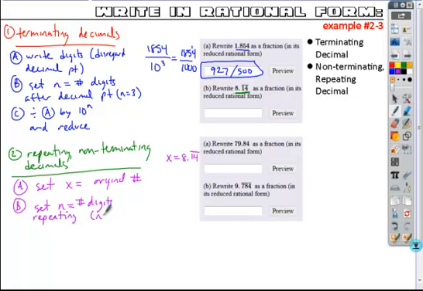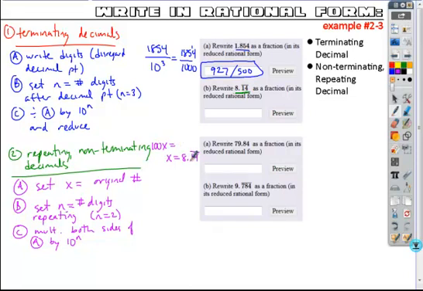So in this case, I have n is equal to how many digits repeat in this problem? 2. Okay, then the next step is to create a second equation. And you're going to do that by multiplying both sides of this equation from step A by 10 to the power of n. Okay, so here my 10 to the power of n, 10 squared is 100. So if I multiply both sides of this equation by 100, I get the new equation 100x.